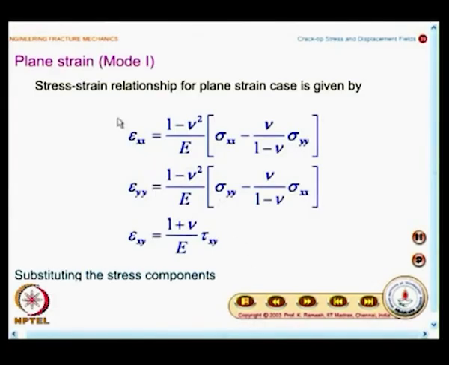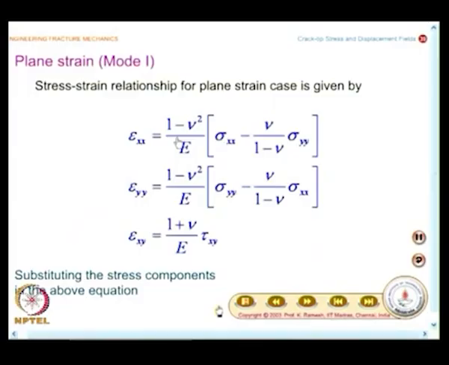Now, let us move on to finding out the displacement field in the case of plane strain. And you all know the stress strain relations, these are written here for convenience. Epsilon x x equal to (1 minus nu squared) divided by Young's modulus E multiplied by sigma x x minus nu by (1 minus nu) sigma y y. Epsilon y y equal to (1 minus nu squared) divided by Young's modulus multiplied by sigma y y minus nu by (1 minus nu) sigma x x.